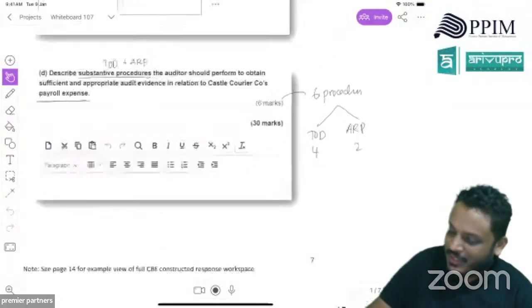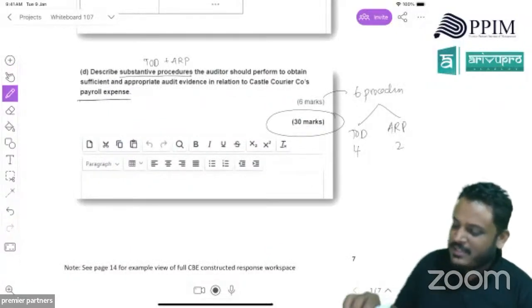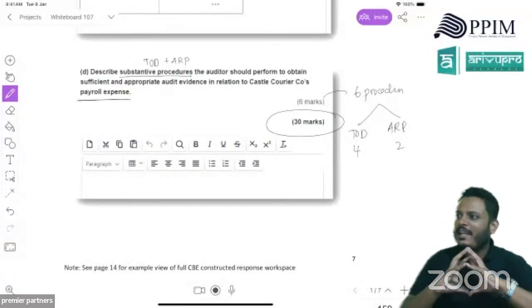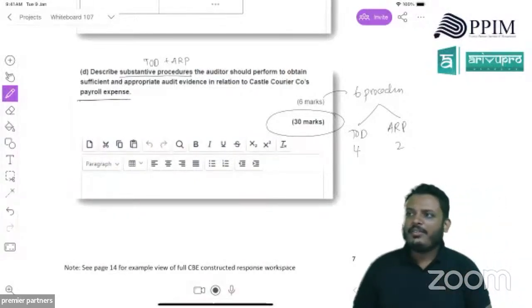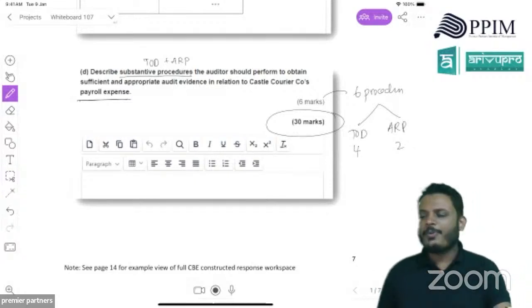A 30 marks question. From question number 1, how many marks? 6 marks, substantive procedure. That substantive procedure is general. Any assertion you can write. Okay. Copy this first. Write down two procedures I want to see.